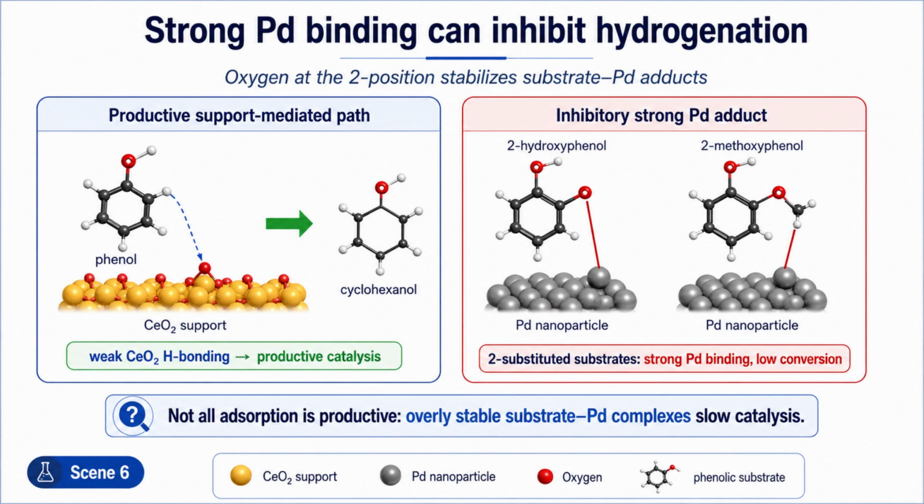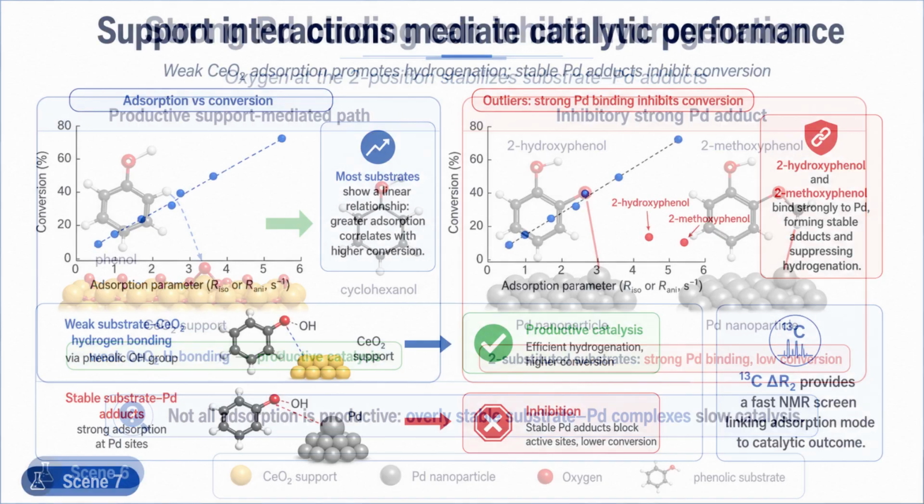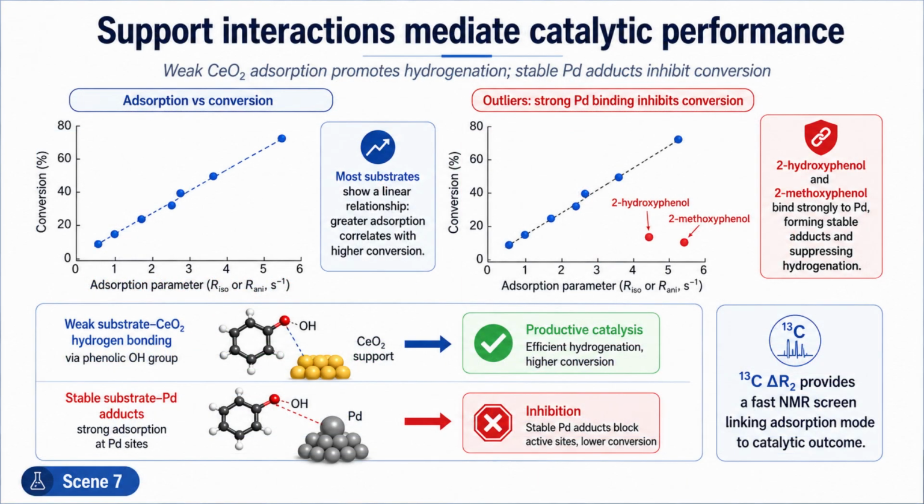Compounds with an oxygen substituent at the 2 position, such as 2-hydroxyphenol and 2-methoxyphenol, form unusually stable interactions with Pd sites through the oxygen-containing substituent. These strong Pd adducts correlate with lower catalytic conversion, indicating that overly stable substrate-Pd binding can inhibit hydrogenation.